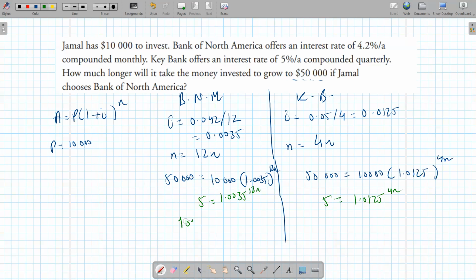So you get log 5 is equal to 12n times log of 1.0035. Same thing on the other side: log 5 is equal to 4n log of 1.0125. What do we do next? You divide by log. Why don't you try that? Tell me the n for both of them, the final n value.